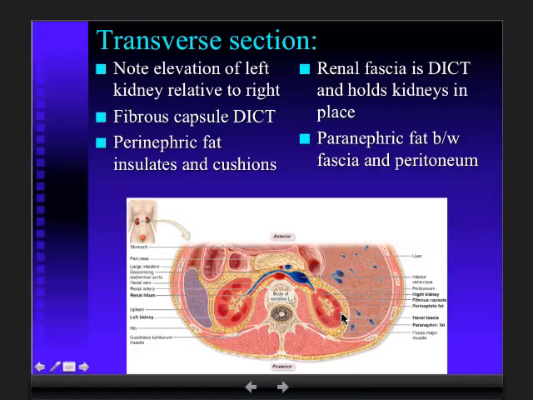It insulates, it cushions, it anchors. And then there's a little layer of renal fascia, which you see right there in between these two layers of fat. And then there's a second layer of fat, which sits between the renal fascia and the peritoneum. So it's a detailed bit of anatomy that I don't care that much about, frankly. But there it is.